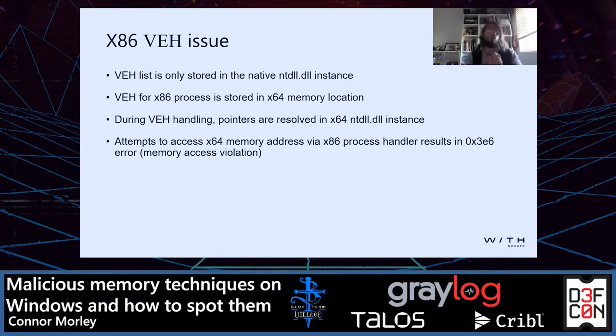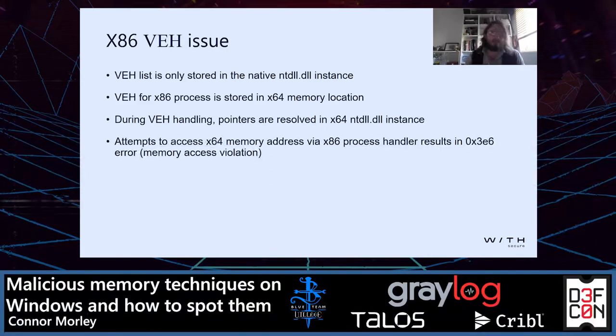One of the final things to note about VEH is the x86 issue, namely that the VEH for an x86 process is stored within the x64 NTDLL, and as such cannot be accessed by x86 processes, which makes it very difficult when you're enumerating them and trying to process the handler and see what's inside. You end up with a memory access violation where you're trying to access 64-bit memory from x86. Now, this is a physical address extension issue, which can be addressed through the kernel MMR, but it goes beyond the scope of what I'm going to be covering today.